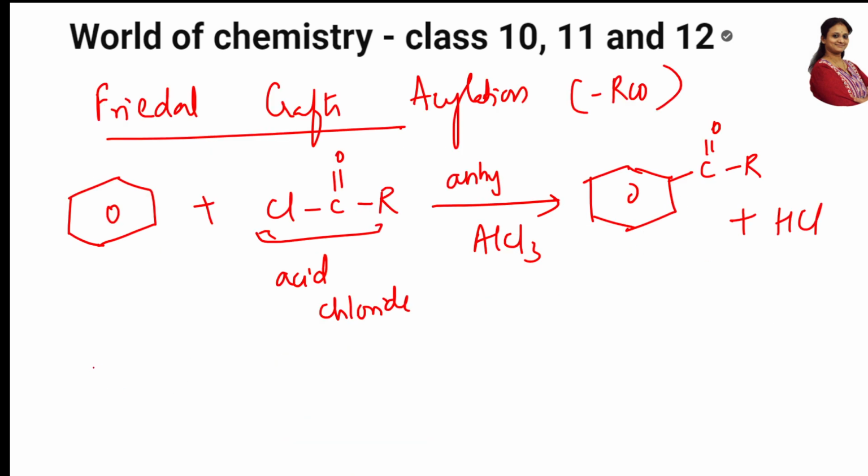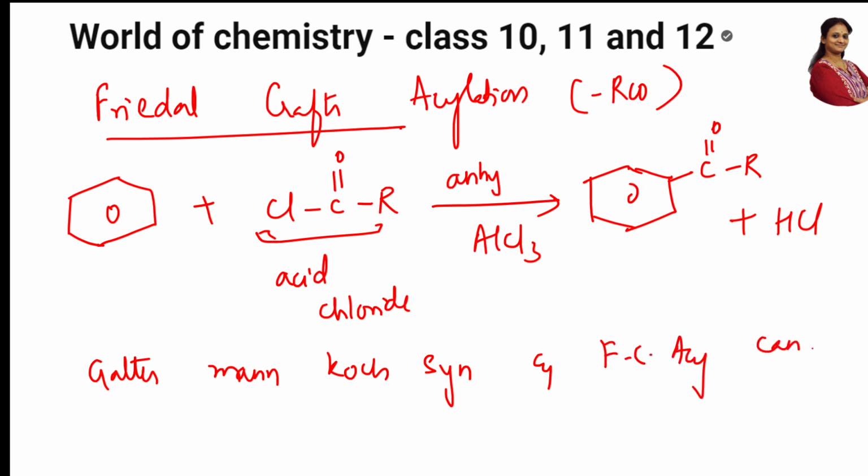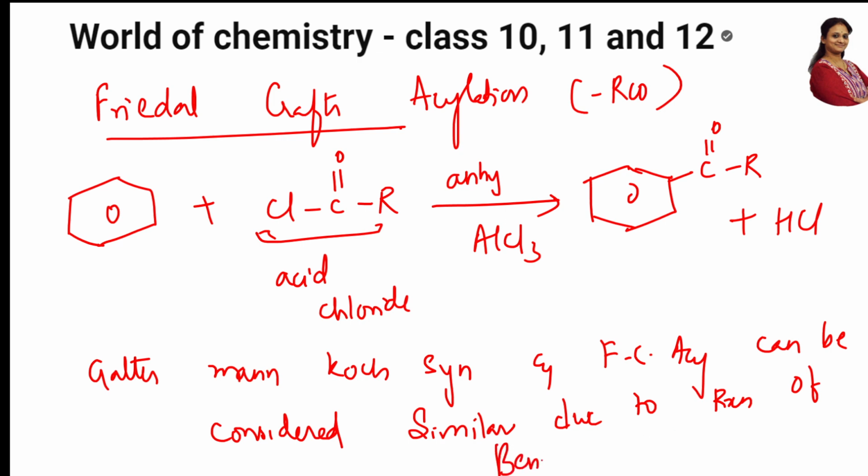Yes. So you can write: Gattermann-Koch synthesis and Friedel-Crafts acylation reaction can be considered similar due to reaction of benzene with acid chloride and anhydrous AlCl3. That's all. Simple.